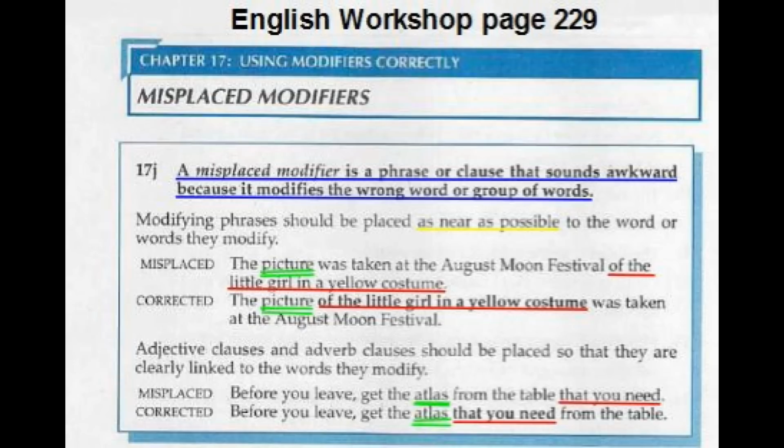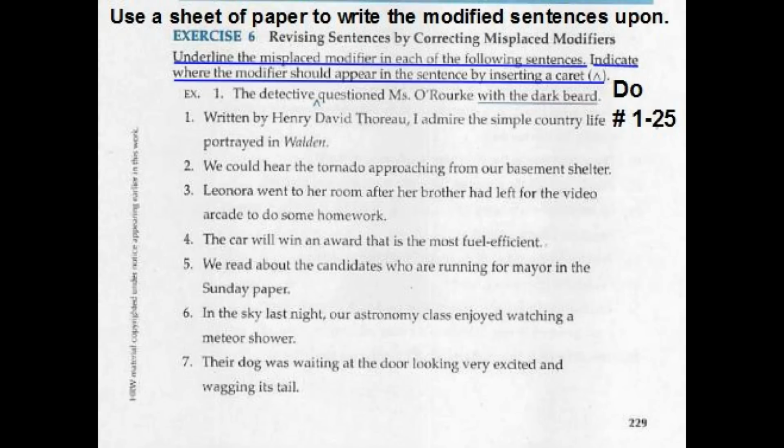Now we're going to look at the exercise, and the actual exercise 6 reads, revising sentences by correcting misplaced modifiers. Underline these directions. Underline the misplaced modifier in each of the following sentences. Indicate where the modifier should appear in this sentence by inserting a caret. Okay? And I think actually this is going to fit on the page. And so I don't think you do need a sheet of paper to write the modified sentence upon. So let's just actually write it in the book instead.